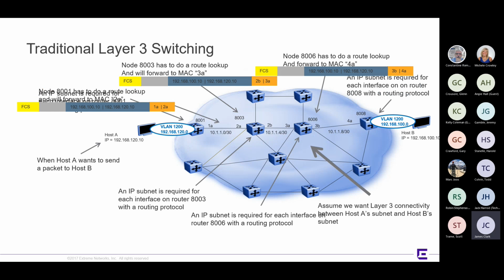So jumping into traditional layer 3 switching. Typical configuration, we get a VLAN on the left, 1200, and a VLAN on the other side, 1200. Typically we couldn't do this, so I'm not sure what this example is showing here, but we're showing an IP subnet of 192.168.120 on the left, and 192.168.100 on the right there.